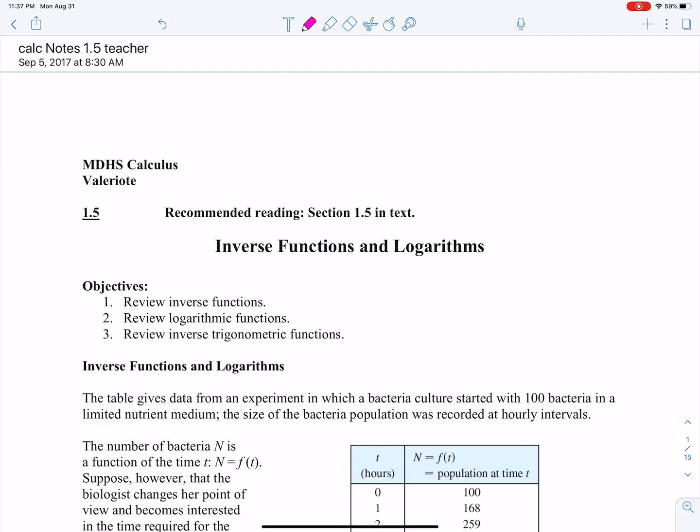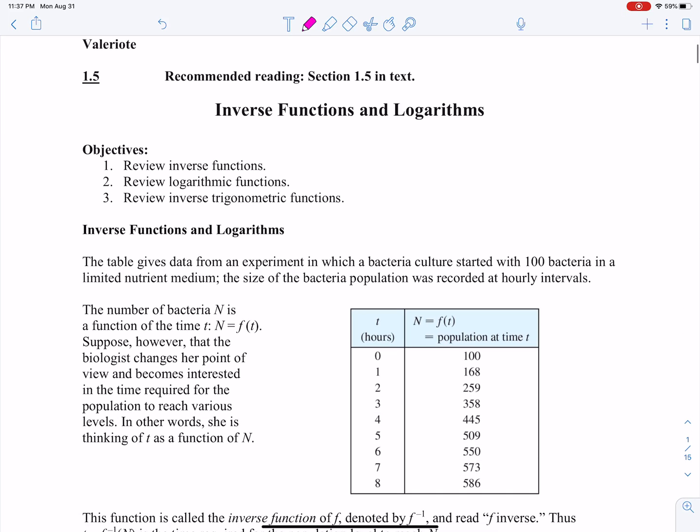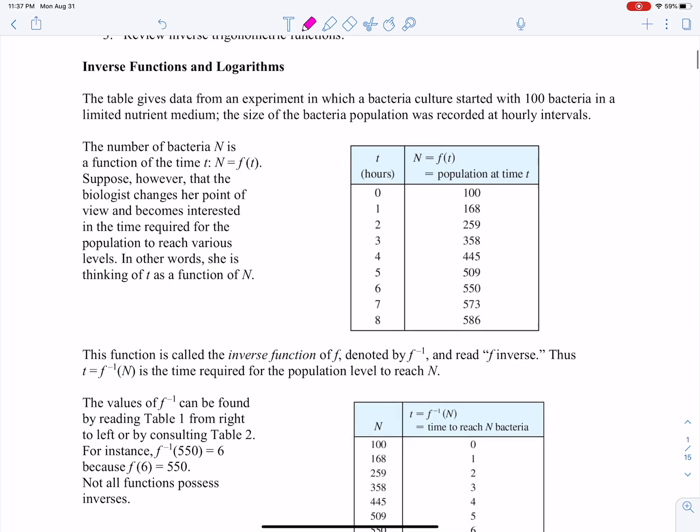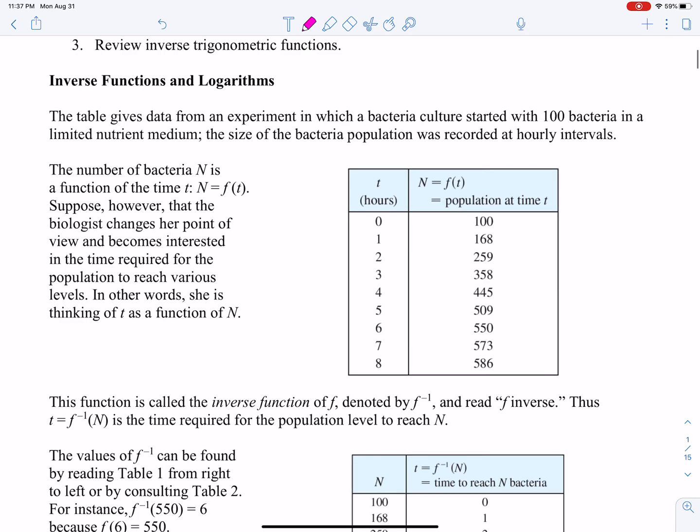All right, welcome to section 1.5, inverse functions and logarithms. So remember a couple sections ago I told you how important logarithms were. They still are, so that's why we're going to actually cover them again. All right, let's see. So inverse functions and logarithms.